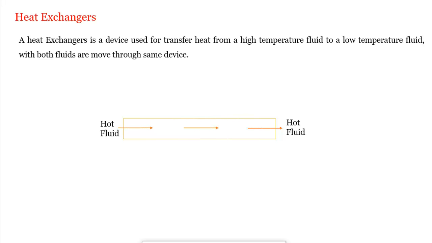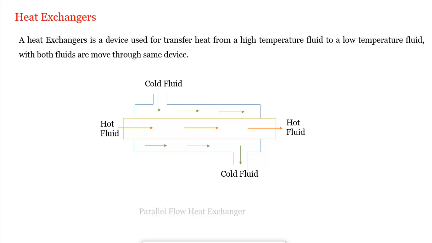So here, first, the hot fluid flows through the pipe and the cold fluid flows around this pipe. Here, both fluids move from left to right, which means this is a parallel flow heat exchanger.